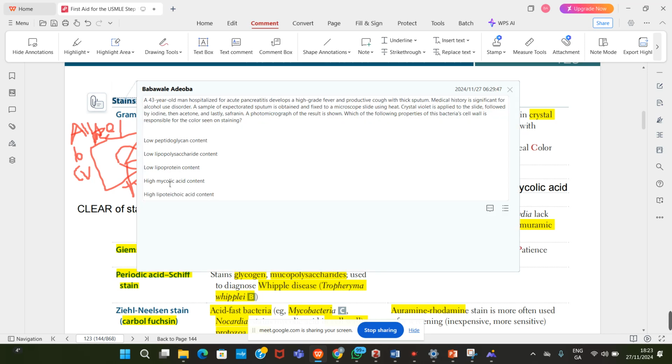Can they say high lipopolysaccharide? No. Lipopolysaccharide is gram-negative entirely. So what is it for? Endotoxin. And what does that cause? Endotoxic or septic shock. So that is not the one for the gram staining. The one for the gram staining is what?